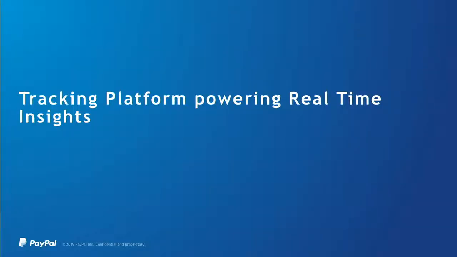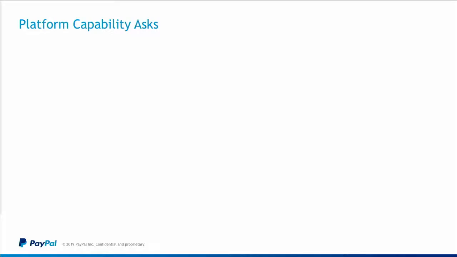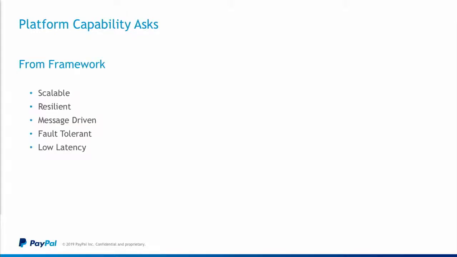Now that you know what we do and why we do it, let's move on to how we do it. The volume and the variety of data that we collect is increasing over time. To handle this, the platform needs to have some basic capabilities. Some of those capabilities we expect from the framework, and some of them we build as an application on top of that framework. Here are some of the capabilities that we expect from the framework. It needs to be scalable, resilient, message-driven, fault-tolerant, and low latency.